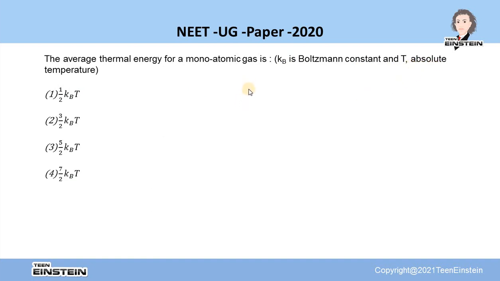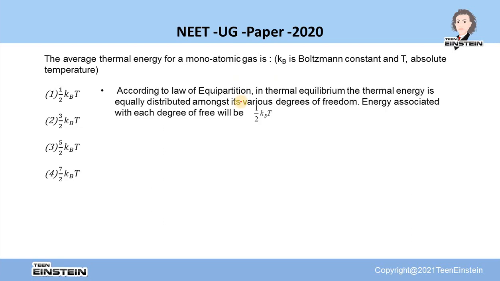So this is a very simple problem. It is given from kinetic theory of gas. This problem can be solved easily if you remember the law of equipartition of energy, and let us recap that first. So according to law of equipartition of energy, in thermal equilibrium, the thermal energy is equally distributed amongst its various degrees of freedom, and energy associated with each degree of freedom will be half kT.